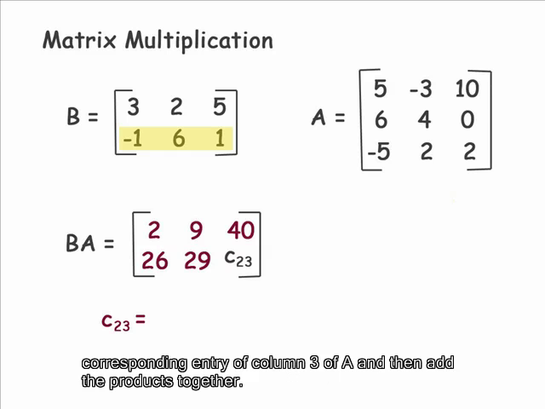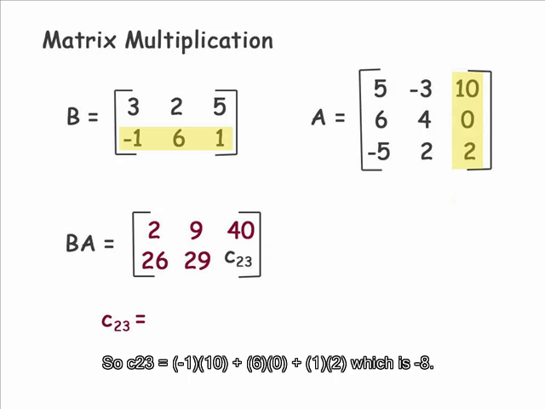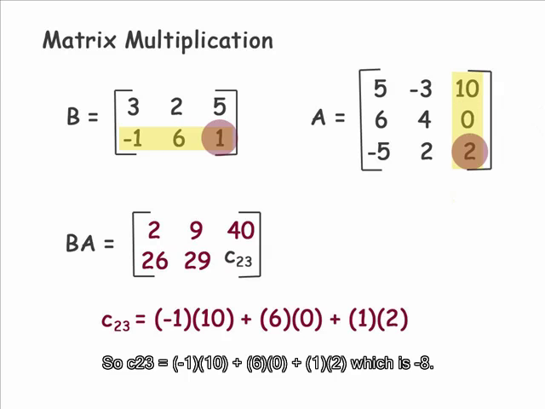Finally, to find the last entry, C sub 2,3, we multiply each entry of row 2 of B by the corresponding entry of column 3 of A, and then add the products together. So C sub 2,3 is equal to -1 times 10 plus 6 times 0 plus 1 times 2, which is -8.